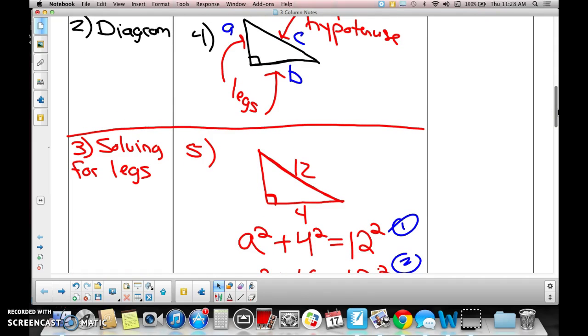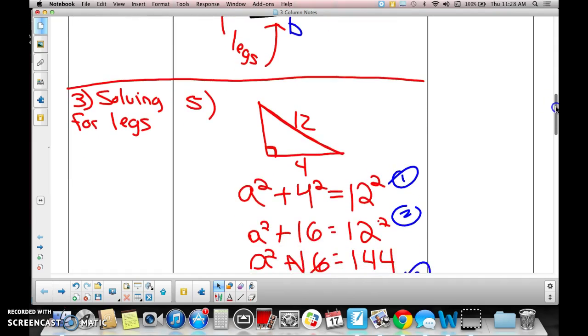We identified the legs and the hypotenuse. Somebody explain to me the ABC and where the ABCs go, and if it matters where they go. Jack. A and B are the legs, and C is the hypotenuse. Okay, is C ever not the hypotenuse? No. And A and B, can they be switched, Jack? Yes. Yeah, so the A and B can be switched. They don't necessarily have to be in the spot that you see in the diagram here.